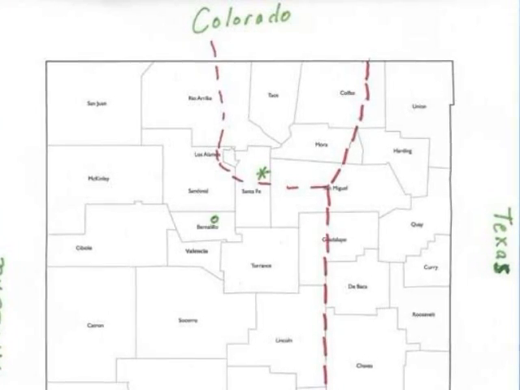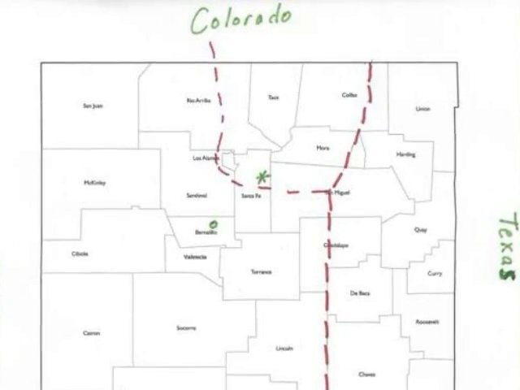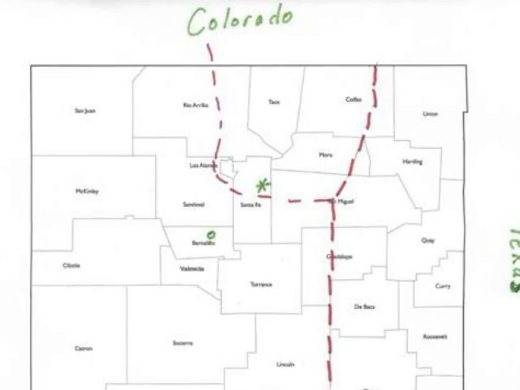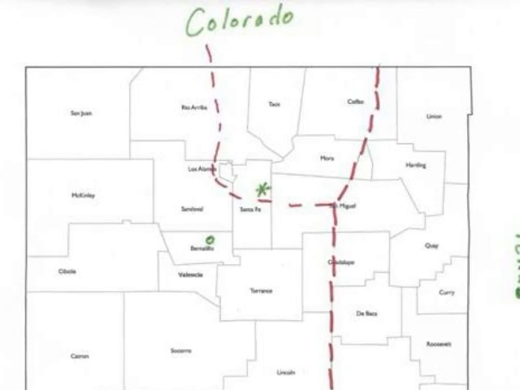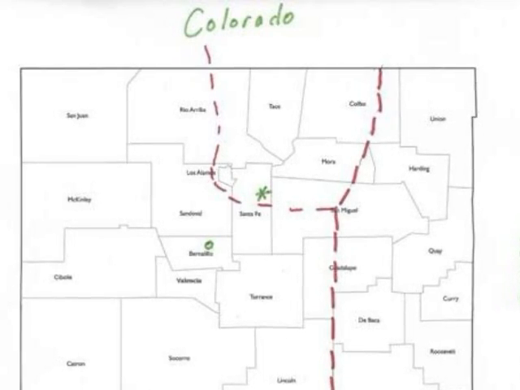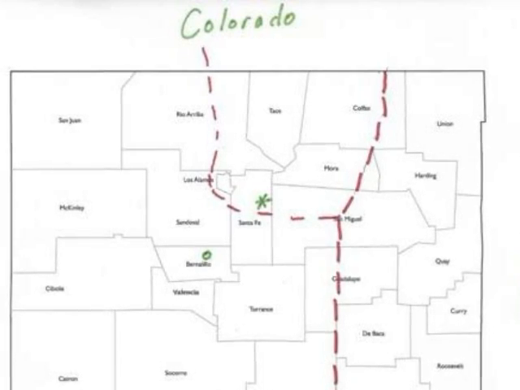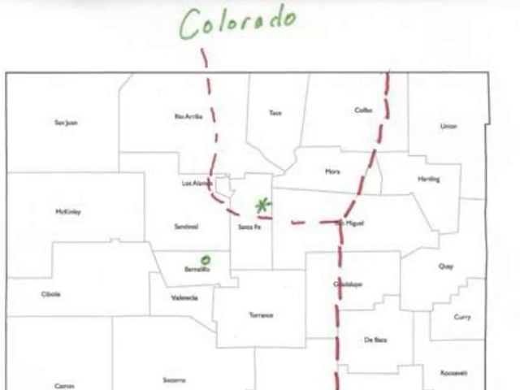Next, let's add in the mountain region. Go back to the sun in San Miguel County. Draw your line westward, passing just under the city of Santa Fe, then curving north around the tiny county of Los Alamos. Go north to the Colorado border.